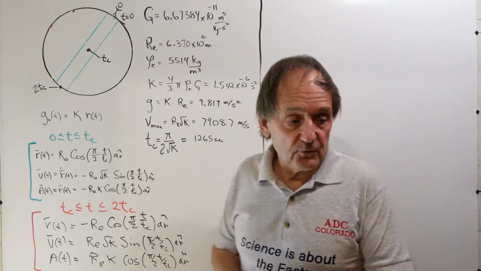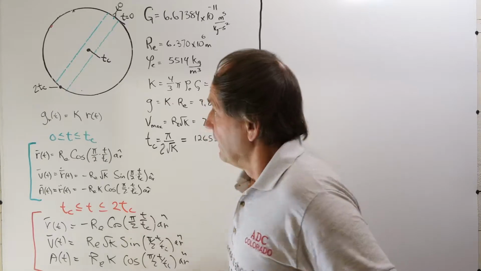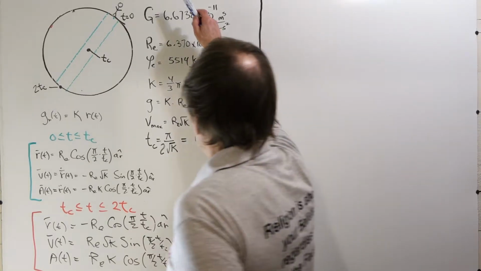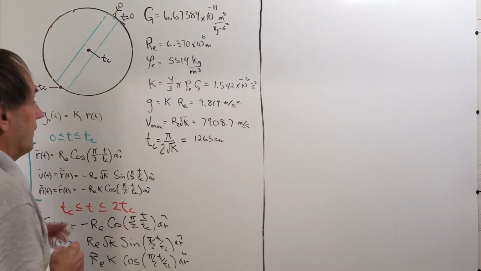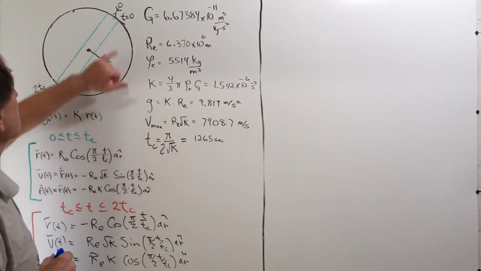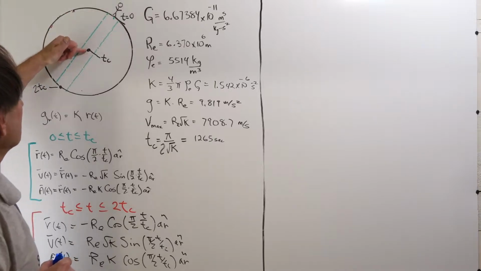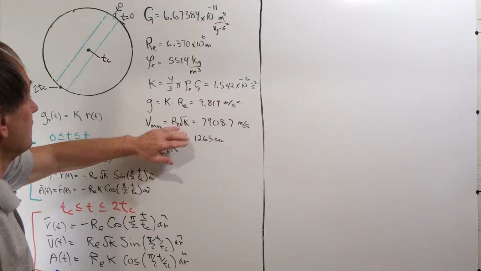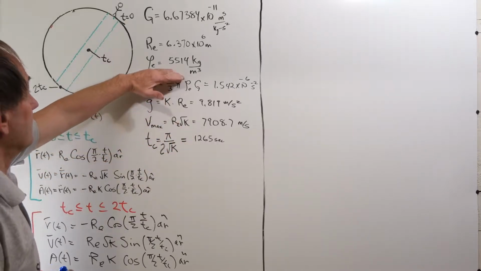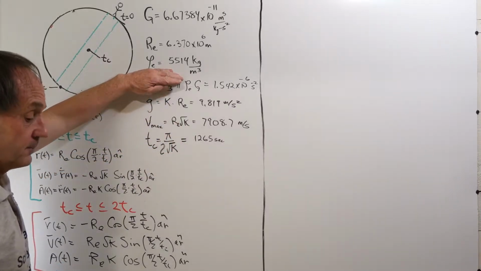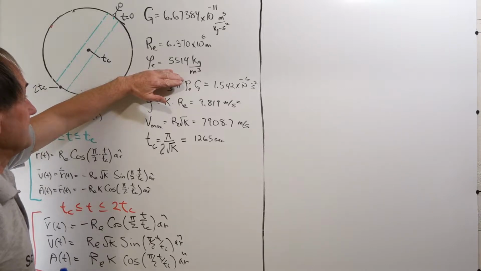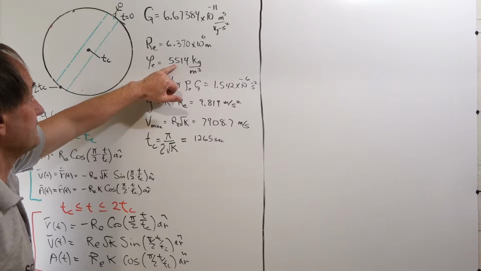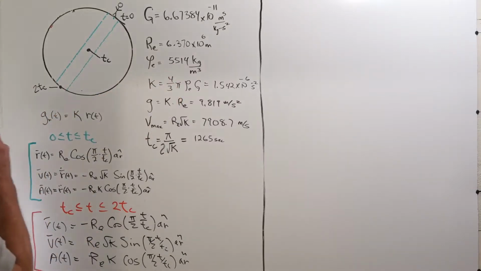And the way we're going to do that is, here is a summary of what we had. Here are all the parameters. We have the time that it takes to go from the surface down to the center of the earth. It's 1265 seconds, where we have a mass density of the spherical earth of specific gravity of 5.5.